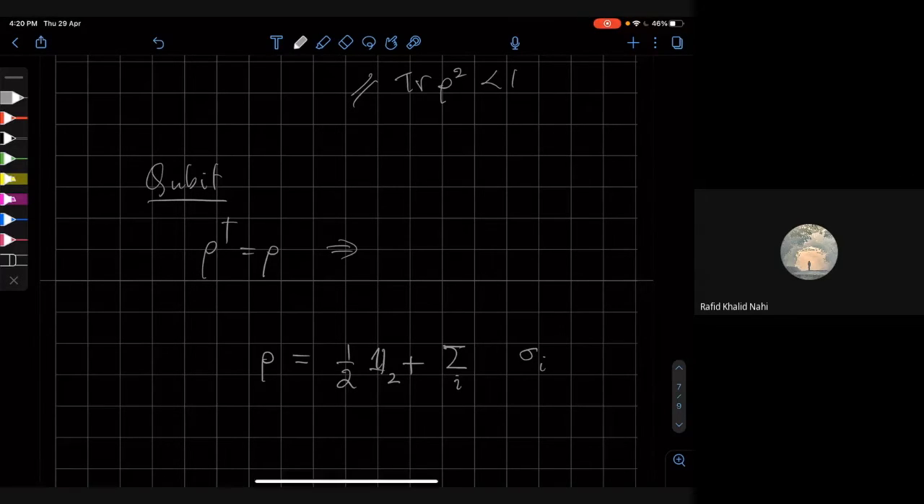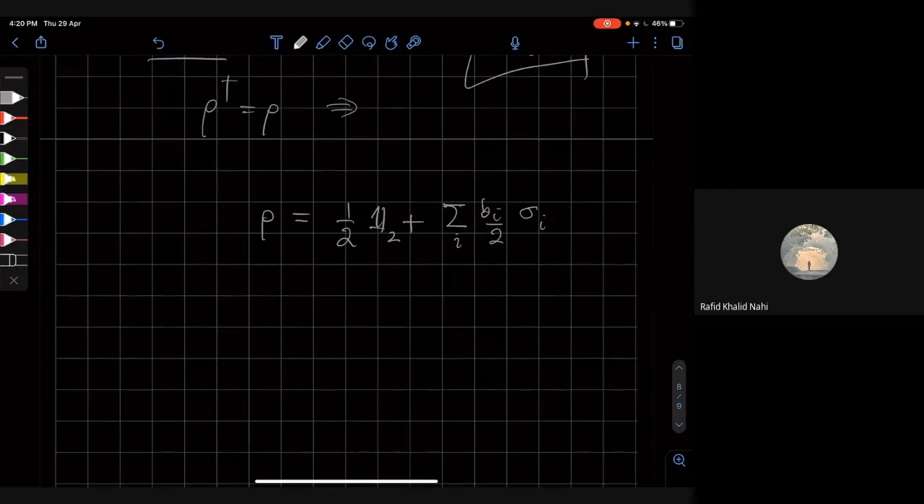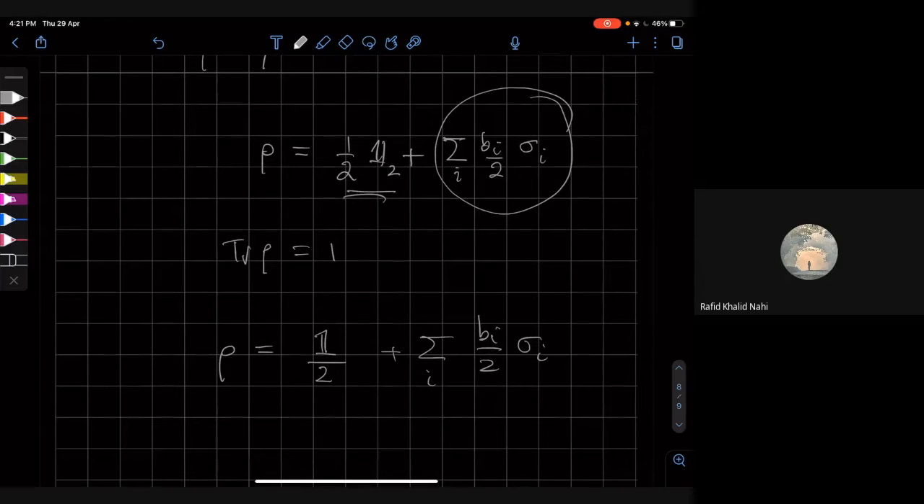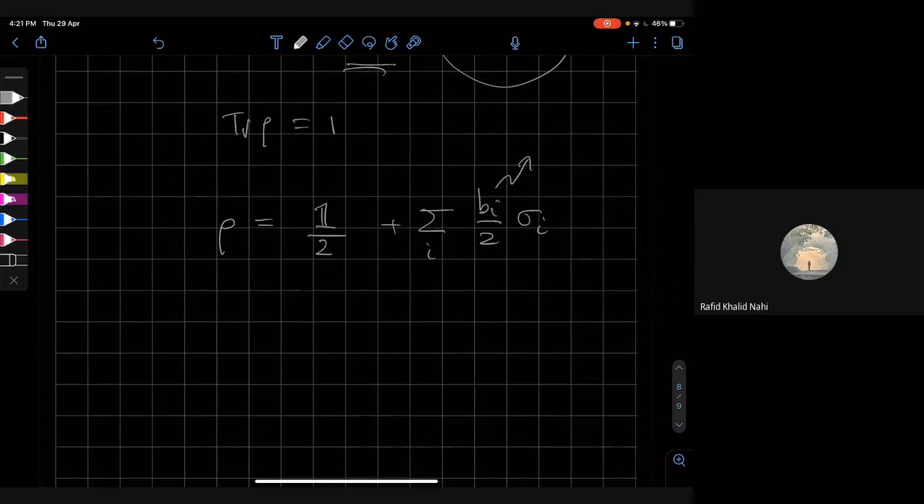the Pauli matrices. Okay, so the Pauli matrices are traceless. So because they're traceless, if you take the trace of rho, you only get one from here, and these guys don't contribute. But any density matrix in two dimensions can be expressed in this form. And these numbers b_i, they form a three-dimensional vector, b1, b2, and b3.